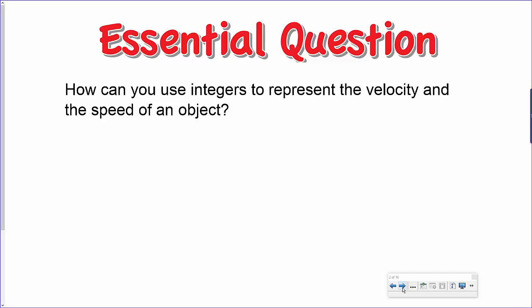So that's that. The essential question for this entire chapter is: how could you use integers to represent the velocity and speed of an object? It's really important to define velocity and speed, and you might want to pause this and look in your book at the various definitions before we continue.